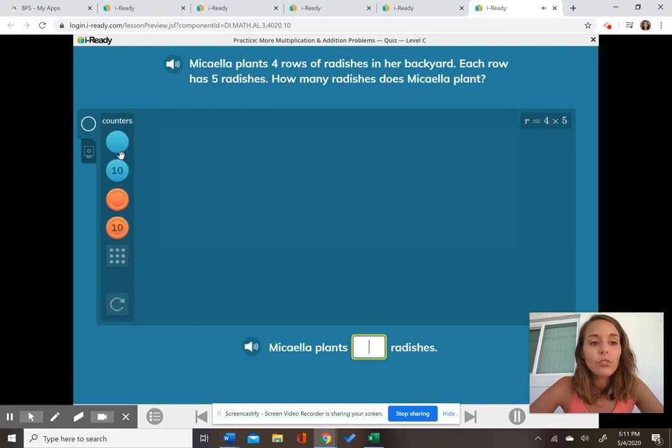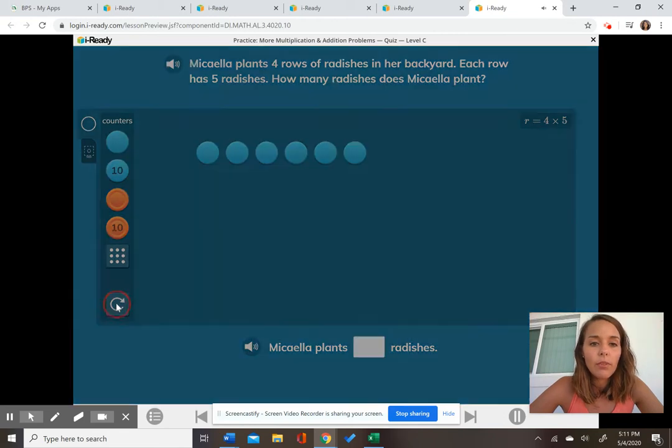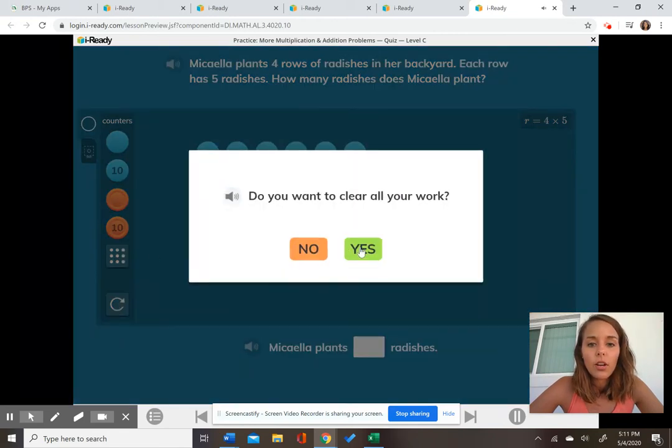You can do counters. So you can count 4 rows of 5 in each. So then you would go to the next row. I think it lets you go to the next row. And you would do another, I don't know how to do that. But yeah, you can play around with it. Do you want to clear all your work? Sure, I'll clear it all.